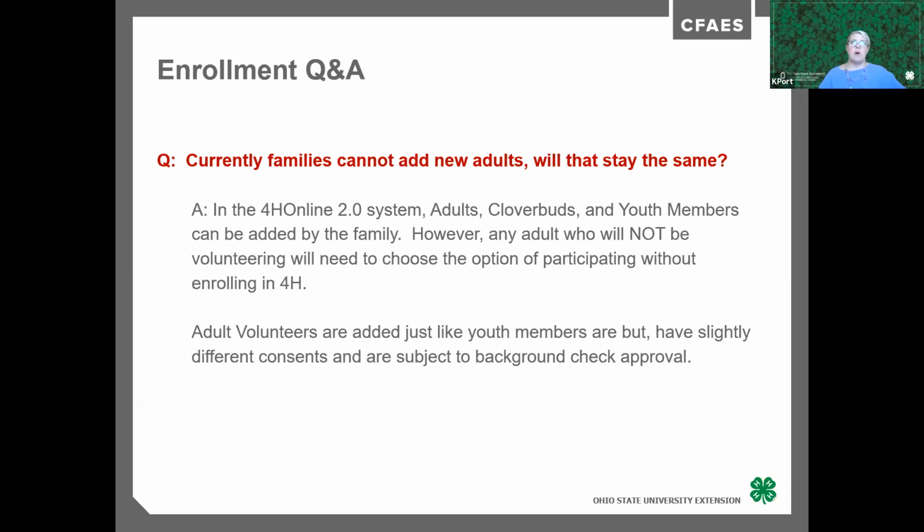Now, all the questions are the same as far as the registration data goes. Do you have a military affiliation? All that's the same. There are still consents that the adults have to fill out and can't bypass. The only other thing that's different is that they're subject to background check approval. If they're new, they have to go through the background screening process, which is a series of questions that are now within 2.0.